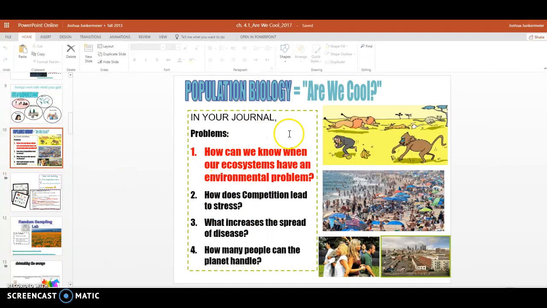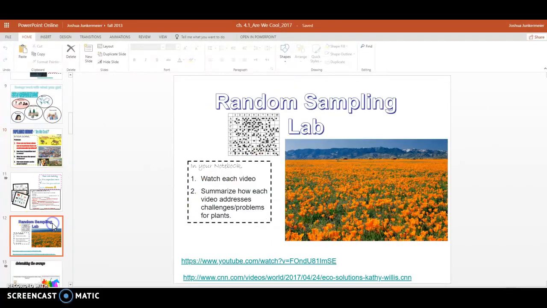The question is what does a scientist do, or how can they know if the environment has a problem with climate change, right? So slide 12, you don't have to do anything. If you were in class, we would do this, but otherwise don't worry about it. But we're doing an activity called the Random Sampling Lab. And random sampling is a technique that biologists use to measure the populations of plants in an environment. Just like these poppies. These are the California poppies we were learning about.